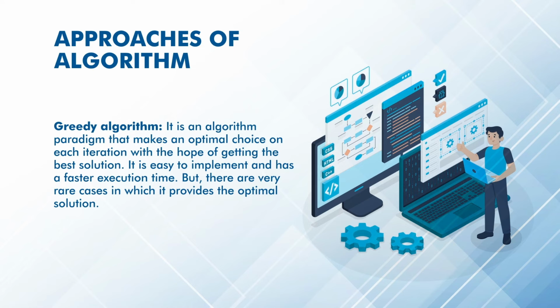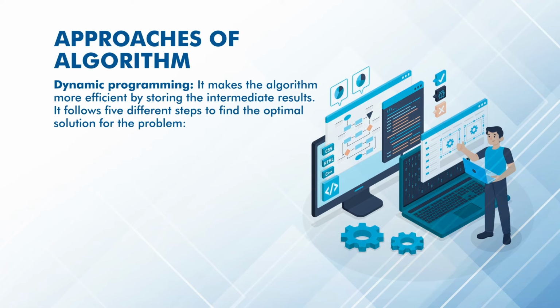It is easy to implement and has a faster execution time. But there are very rare cases in which it provides the optimal solution. Next is dynamic programming. It makes the algorithm more efficient by storing the intermediate results. It follows 5 different steps to find the optimal solution for a problem.